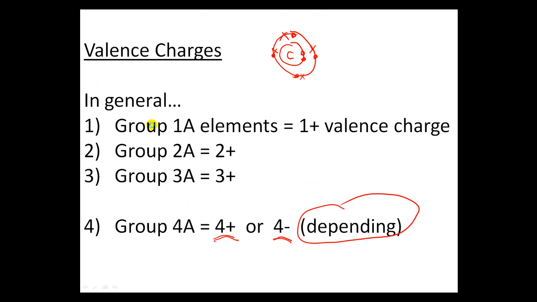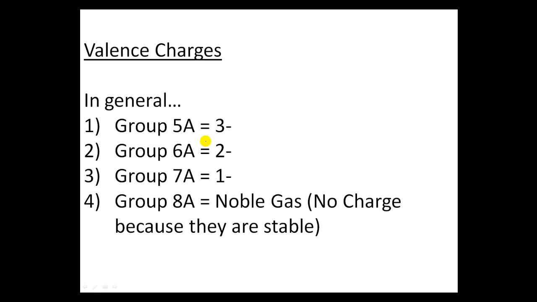So, quick recap. Group 1A elements, 1 plus charge. Group 2A, 2 plus. Group 3A, 3 plus. Group 4 is where the division begins. You have plus and minus 4, depending on the situation. Group 5A, 3 minus charge. Group 6A, 2 minus charge. Group 7A, 1 minus charge.